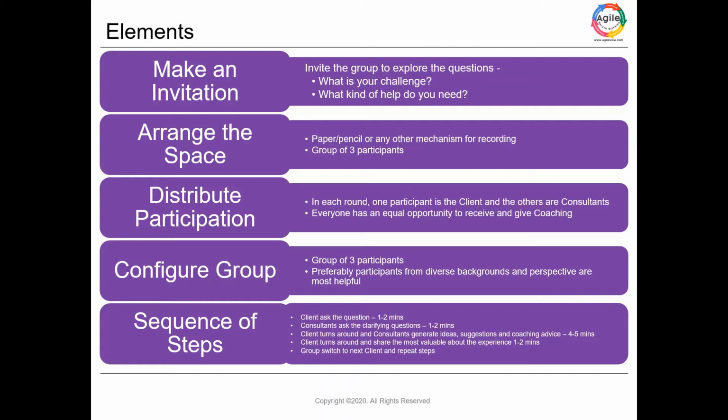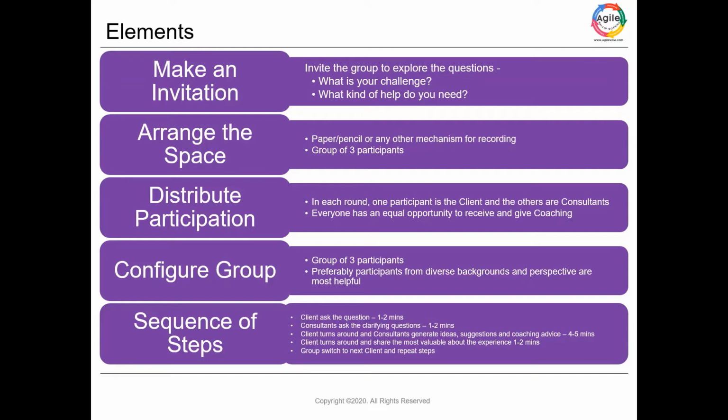Once this is done, the client will turn around and the consultants start generating ideas, maybe getting into some coaching advice and providing some suggestions. While the consultants are doing this, the client is not speaking. The customer is just noting down whatever he or she is hearing. This goes on for 4 to 5 minutes.